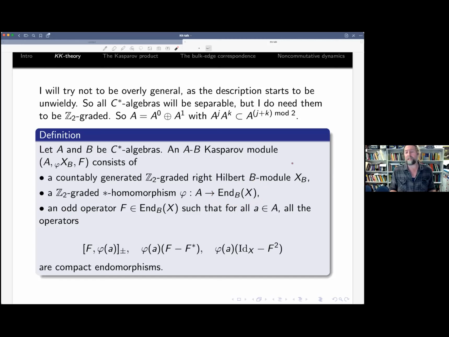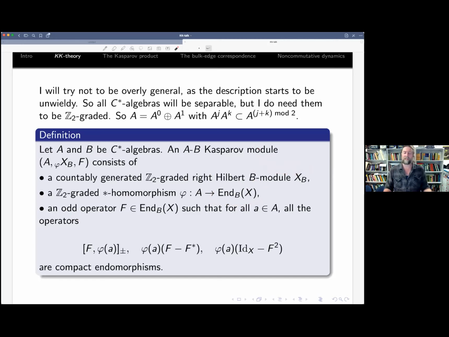because I want X to be Z2 graded, I'm splitting it up as a direct sum of two pieces as well. Sorry, something's gone wrong. What happened there? My computer is behaving as if it's not plugged in, but it is.